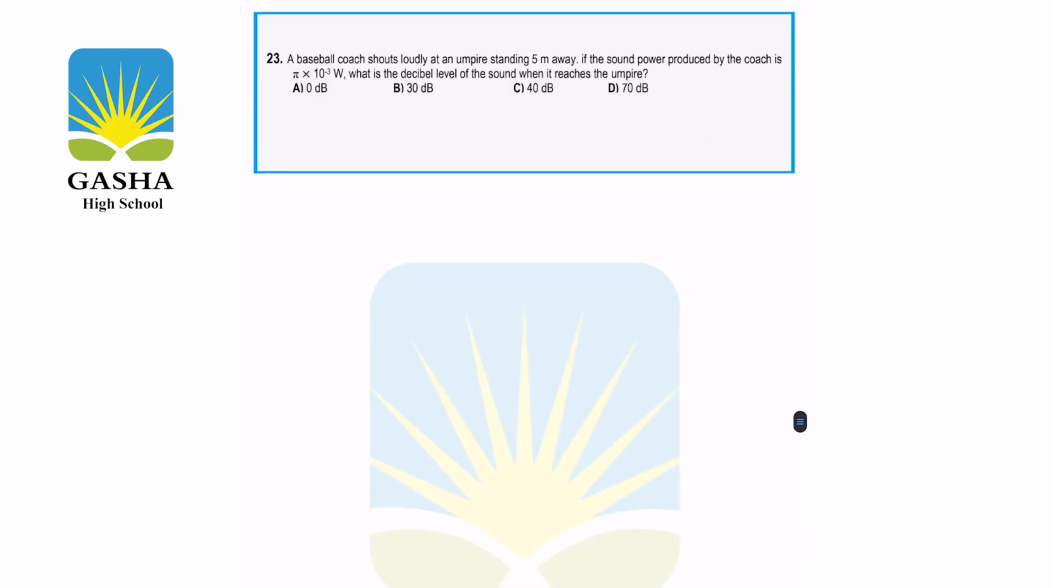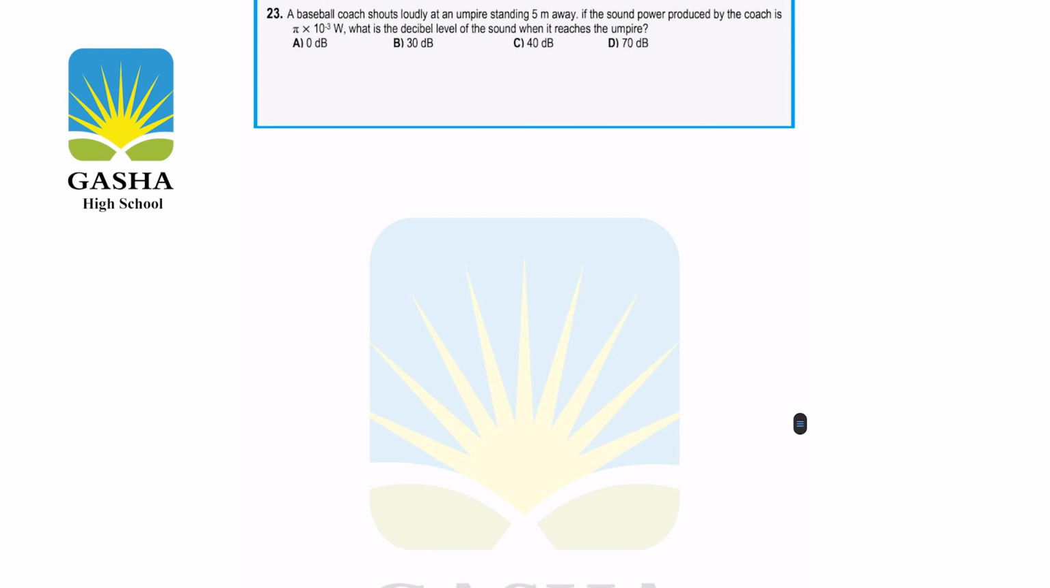So A, in this case, will be the correct answer. Okay, question 23. Here we have a baseball coach shouting loudly at an umpire standing 5 meters away. So that's the distance, or R. If the sound power produced by the coach is pi times 10 to the power negative 3 watt, what is the decibel level? Decibel level means beta, so we have to find beta of the sound when it reached the umpire.